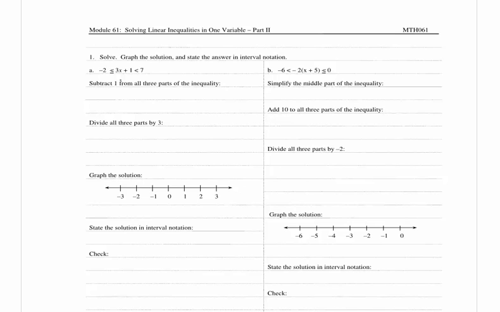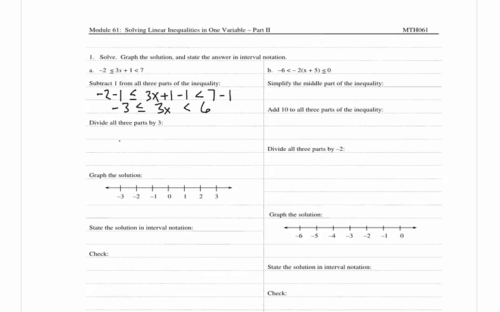So we have -2 minus 1 is less than or equal to 3x plus 1 minus 1 is less than 7 minus 1. -2 minus 1 is -3, and this is less than or equal to 3x. 1 minus 1 is 0, and then we have less than 7 minus 1 is 6. And now we want to divide all three parts by 3.